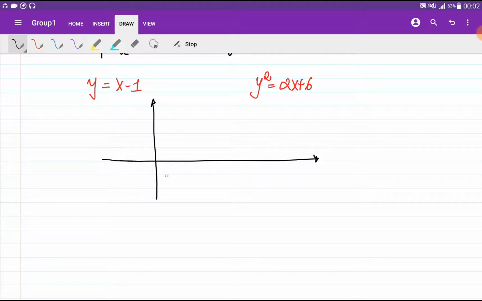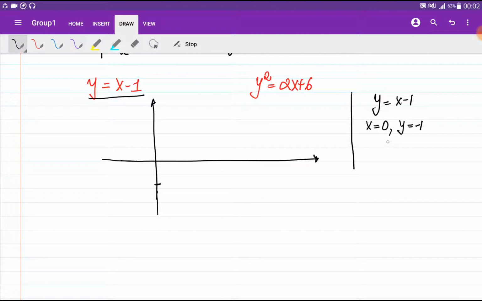So the first curve seems to be a line, right? y is equal to x minus 1. In order to draw the line, we just need to find two points on this line. So I find the first point by giving x to be equal to 0. The y coordinate of this point will be equal to minus 1, right? So the first point will be here, with the coordinates 0 and minus 1.